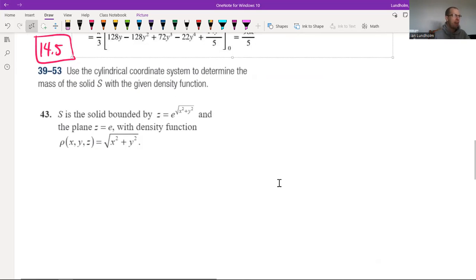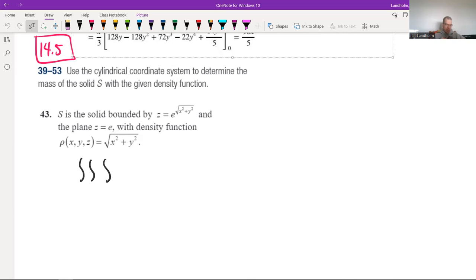Moving on to 14.5, we've got the cylindrical coordinate system to determine the mass of this solid. Cylindrical coordinates make a lot of sense because it looks like x squared plus y squared is showing up a bunch, and we're going to be able to utilize the fact that x squared plus y squared is equal to r squared. So again, triple integral. Solid bounded by that in the plane z equals e.